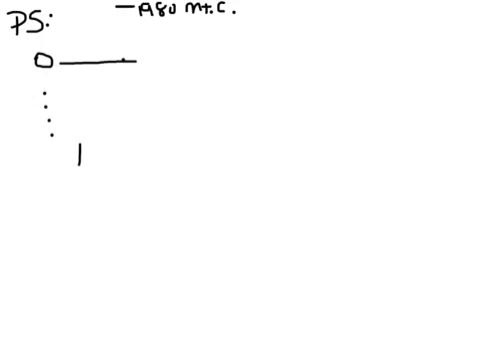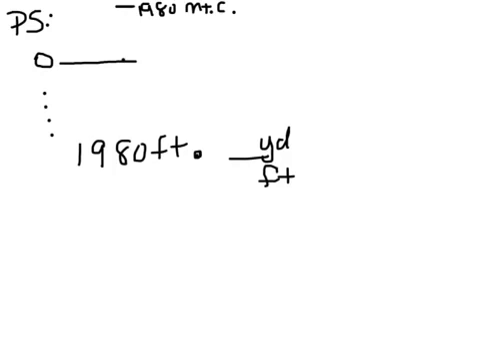So if it's 1,980 feet, and I want to find out how many yards it is, I want to get rid of feet, and I want to end up with my answer in yards. So if I multiply it by a fraction and I put feet on the bottom and yards on the top, I could get the feet to cancel out, and I would end up with my answer in yards, which is what I want. Okay, well, how many feet are in a yard? How many yards in a feet? That doesn't make sense. So how many feet are in a yard? There's 3 feet in 1 yard.